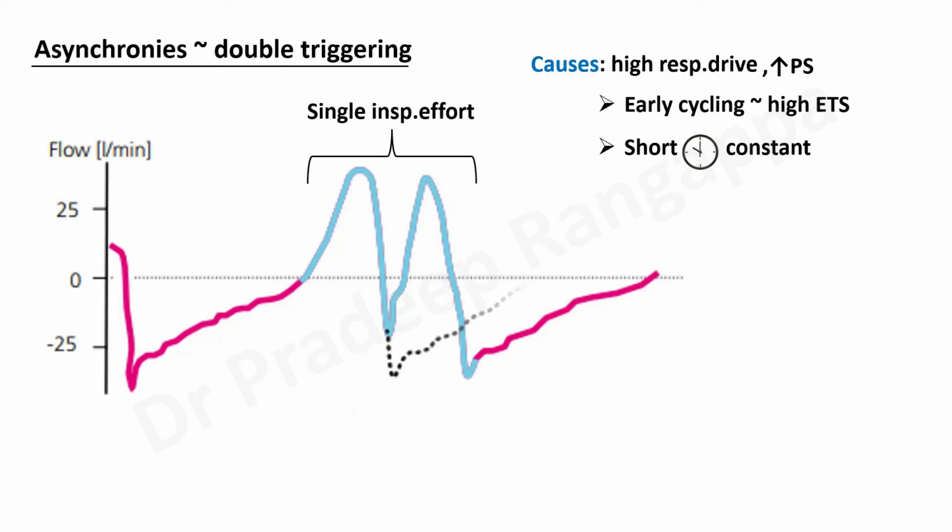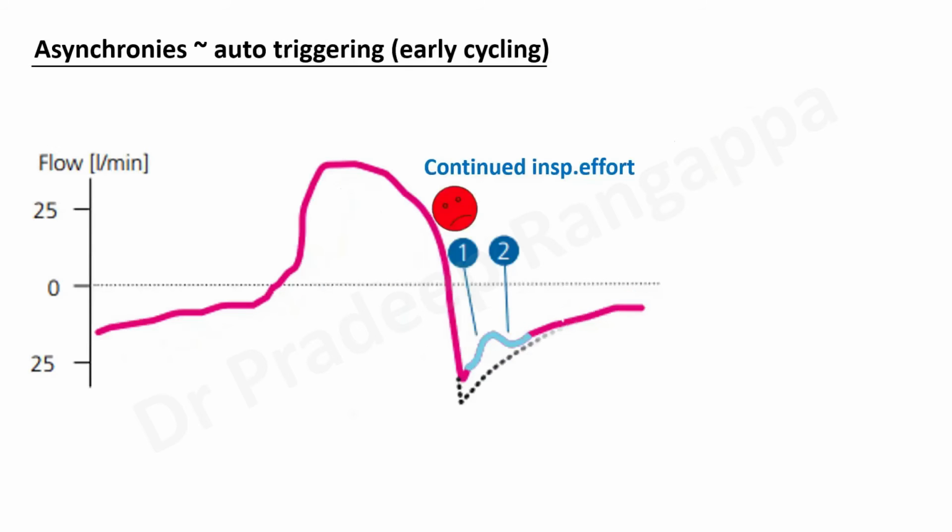What it simply means is you are providing more ventilatory support to the patient, which is helping them to double trigger. So you possibly have to increase the trigger thresholds and reduce the ventilatory support to prevent this double triggering. Then the fourth asynchrony that we'll look at is auto triggering.